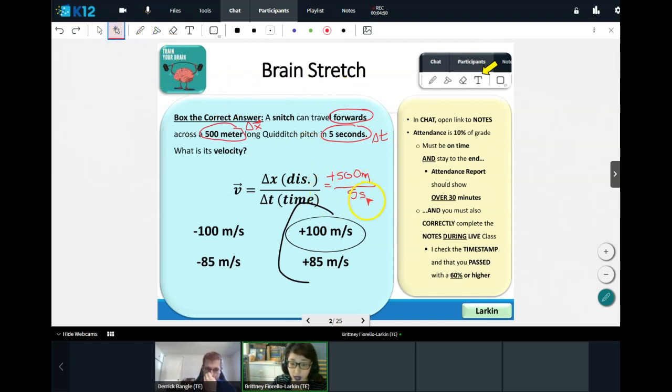Positive 500 divided by 5. I should be getting positive 500, positive 100. Excellent. Go ahead, give me a smiley or an emoji in the chat. I saw lots of people in the chat answering that. I know we didn't see it up on the board, but I do see lots of people in the chat. Excellent, Tim. Thank you. So we would have a positive 100 meters per second for our velocity of our snitch. Pretty fast snitch.